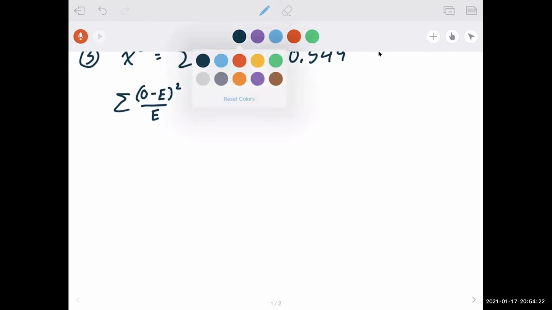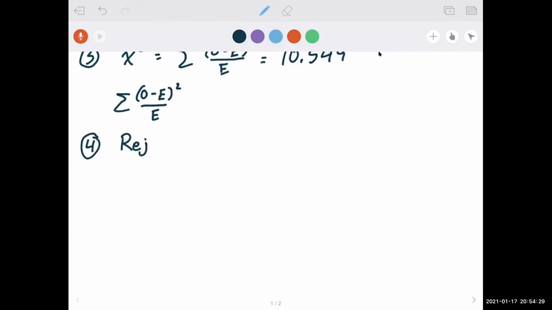So in step 4, we'll make the decision and we reject the null hypothesis. And then the conclusion is that we've gathered enough evidence to say that this observed frequency distribution is different than the stated frequency distribution.